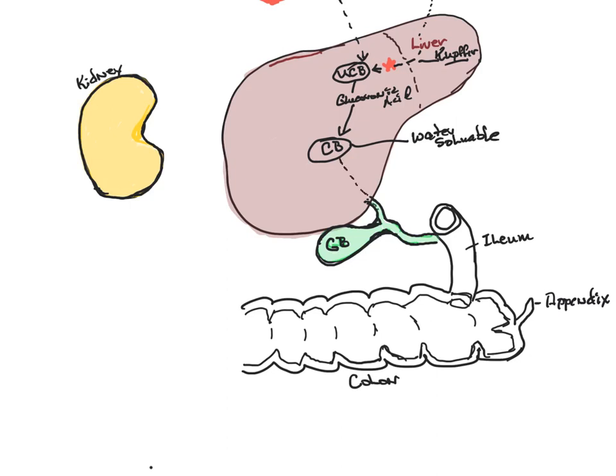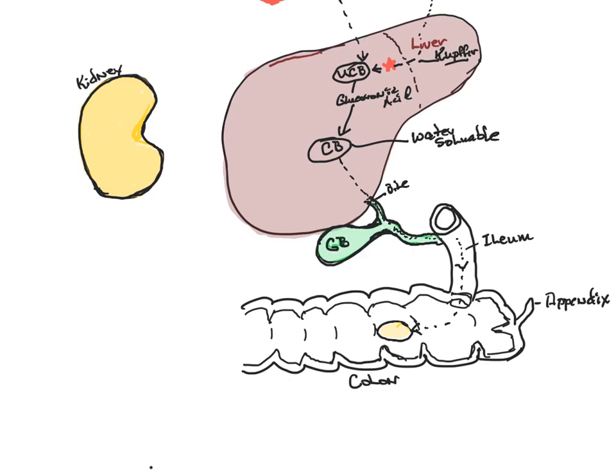Conjugated bilirubin then will be excreted with the bile and deposited into the duodenum, goes into the intestines through the ileum, and into the colon. Now, in the large bowel, we will have this conjugated bilirubin, as we talked about earlier. You'll have this conjugated form of bilirubin in here.